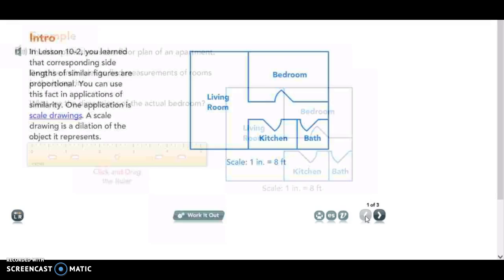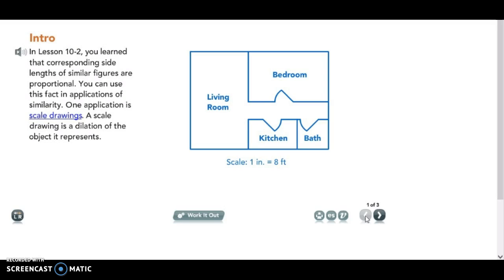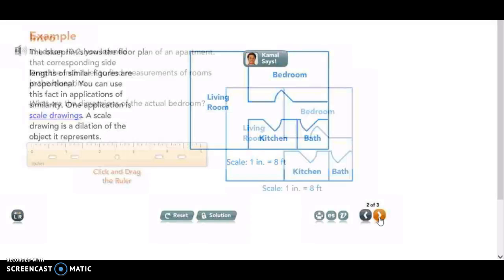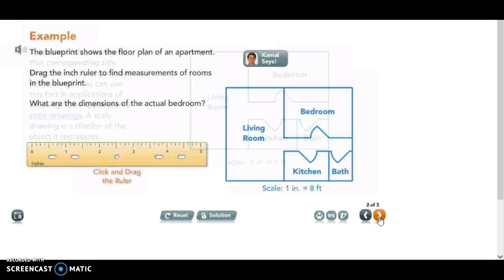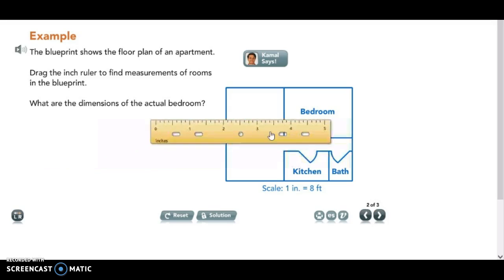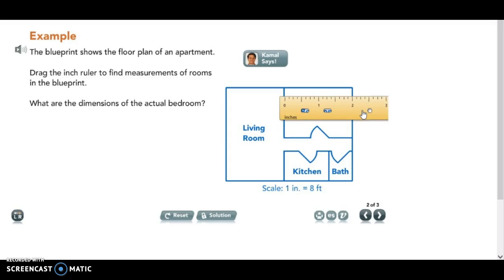One of the things that you can use is a scale factor in scale drawings, and that will help us. So this is a scale model of someone's house, and we want to take and find out what are the dimensions of the actual bedroom. So on your paper, I have gone ahead and moved the ruler over, lined it up. The 0 should line up right with one of the walls. So we can see that the bedroom is 2 inches wide.